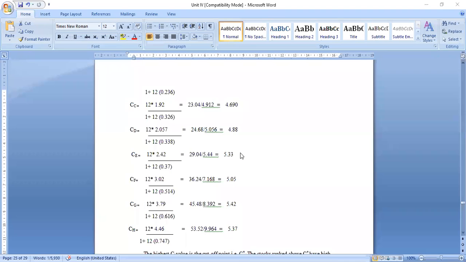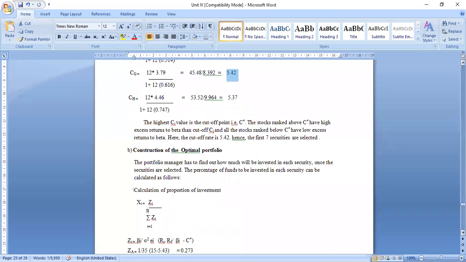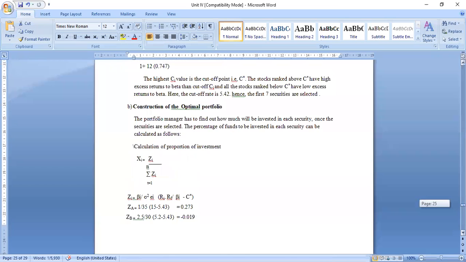Okay. So even G is optimal because, including the cutoff point, we are going to take all the securities, and H will not be considered because it is not falling under the cutoff point, that is, it is below the cutoff point. Okay. Now we will move on to the construction of the optimal portfolio. Here we have to consider another formula to find out the proportion of investment.